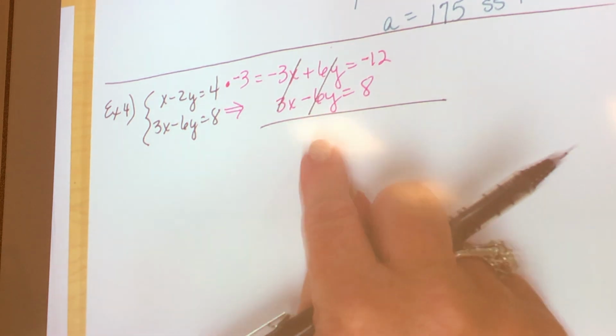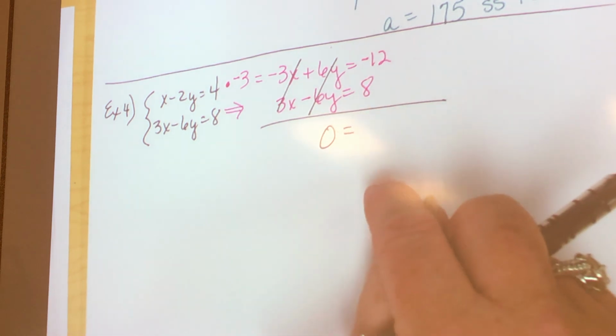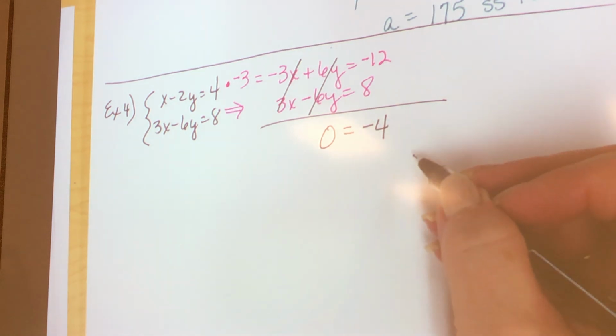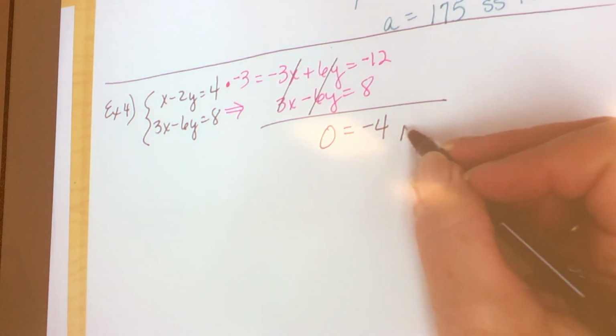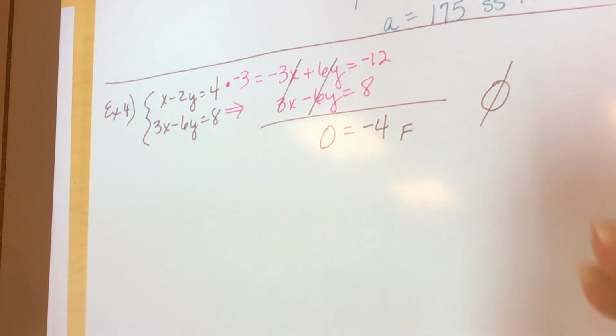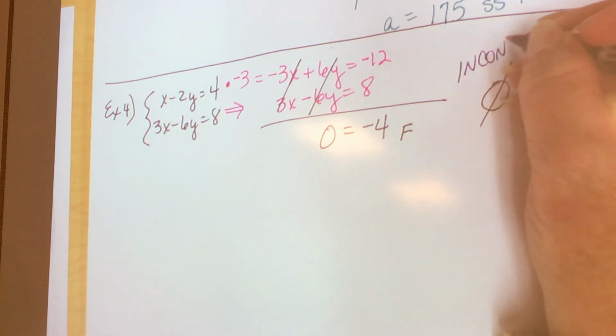We're like 0 equals, what's -12 and 8? -4. Is 0 equal to -4? No. That's a false statement, so what's my answer? No solution. Okay, let me ask you a question. Is this consistent or inconsistent? Inconsistent, very good.